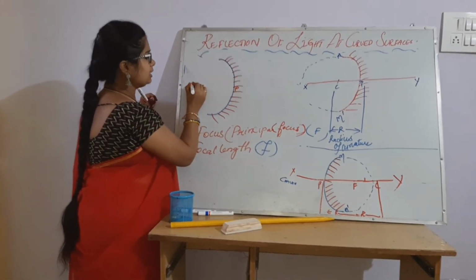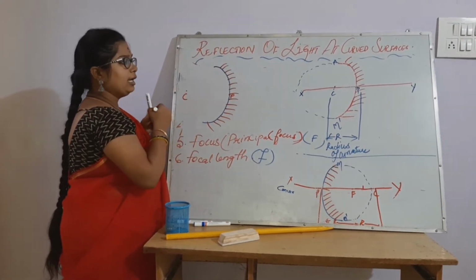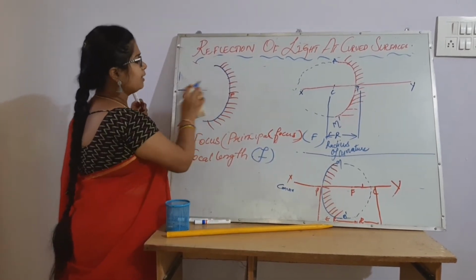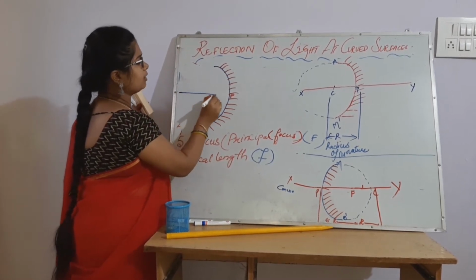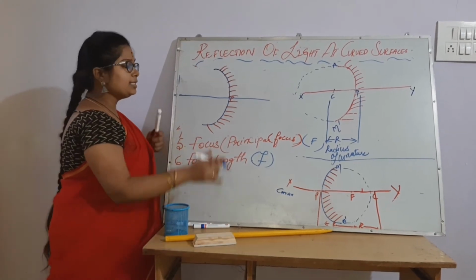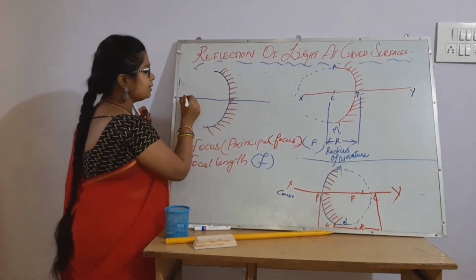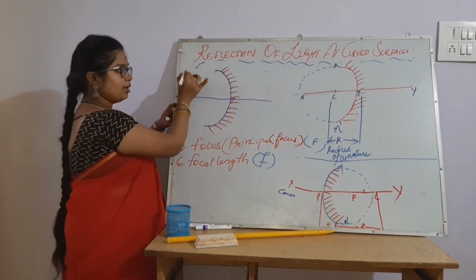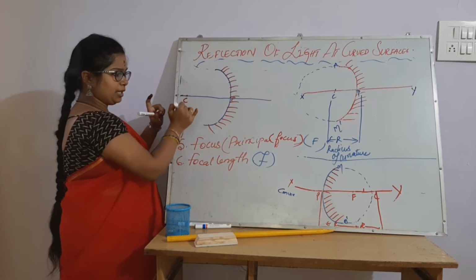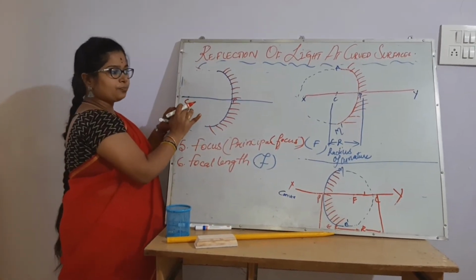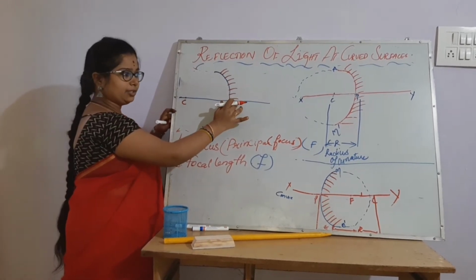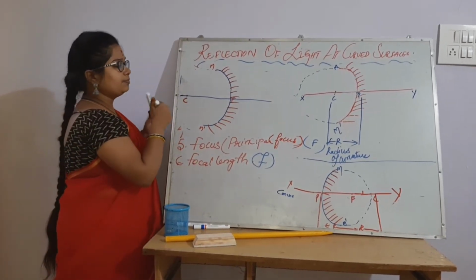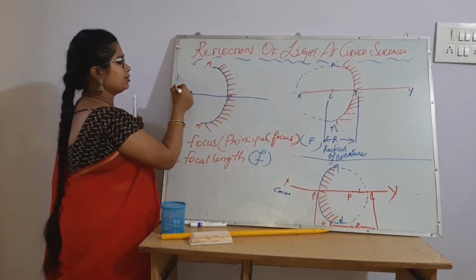And this is the center of curvature. The line passing through the center of curvature and the pole is called the principal axis. The center of curvature is the center of the outer sphere, isn't it? The outer spherical mirror will be there, and it will be the center for that. This is the center for the mirror, as I said already. So M dash will be the mirror. Now, this is the principal axis. Let us name the principal axis X, Y.